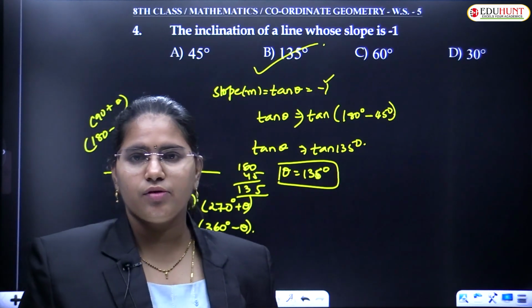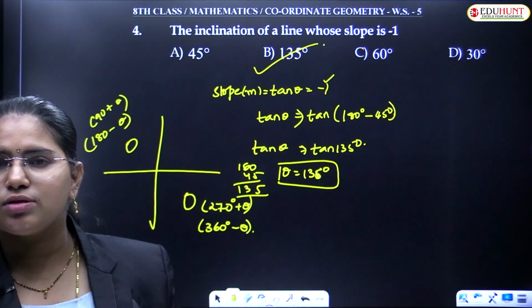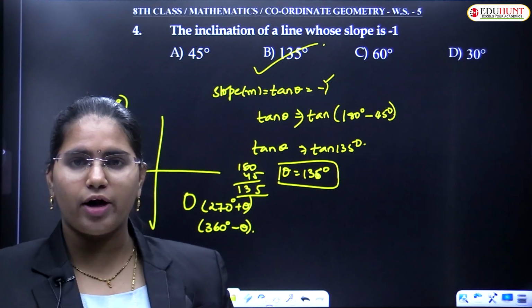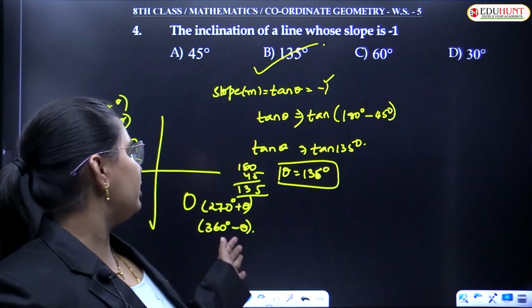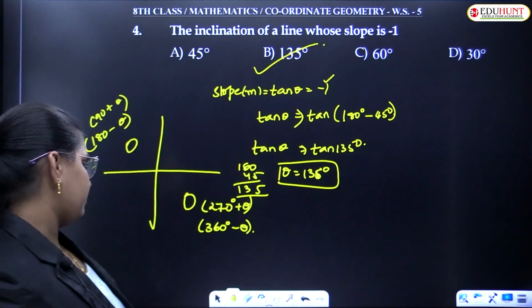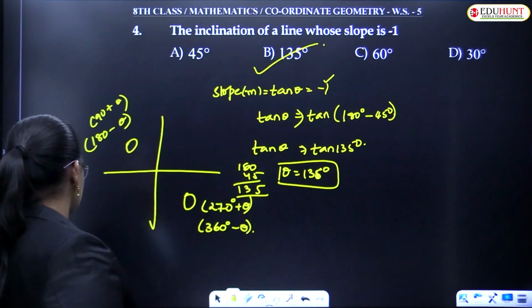It's option B, correct? If you have negative values, you need to check in which particular quadrant the angle lies. Tan theta is equal to tan 135, so theta is equal to 135 degrees. Right? Next question.